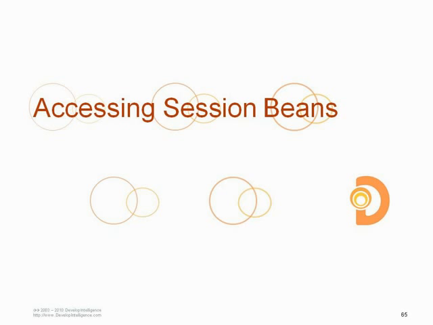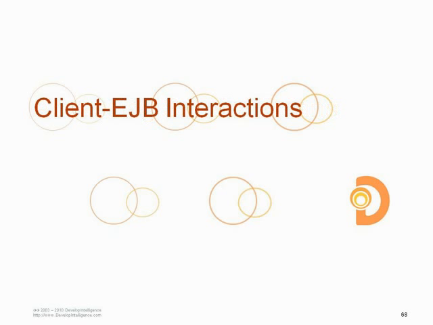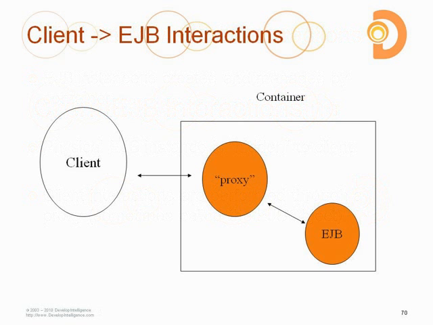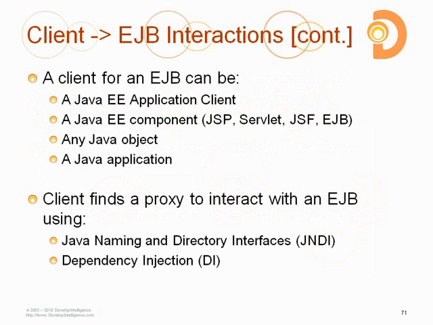There are a couple of different ways for me to access this enterprise JavaBean. Remember that from an access perspective, I don't have direct access to the EJB. Instead, I have to go through a proxy. The proxy, remember, is created by the container on my behalf. It protects the physical instance. So when I talk about accessing an enterprise JavaBean, I'm really talking about accessing the proxy, which then forwards the calls to the EJB.